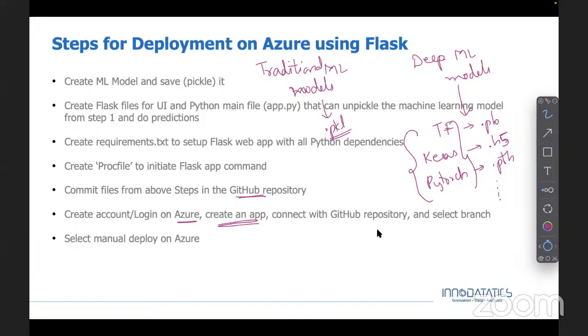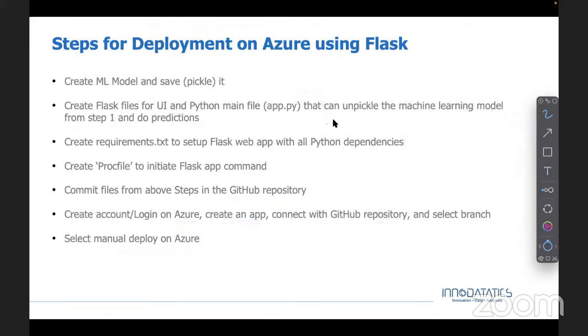We will demonstrate all these things next week. Then you connect with the GitHub repository, select the branch, and you manually deploy the model on Azure. At a high level, these are the steps needed for deployment. However, when we showcase this to you next week, we will also showcase it on Heroku.